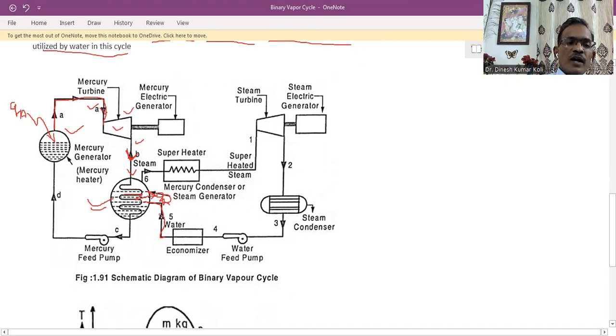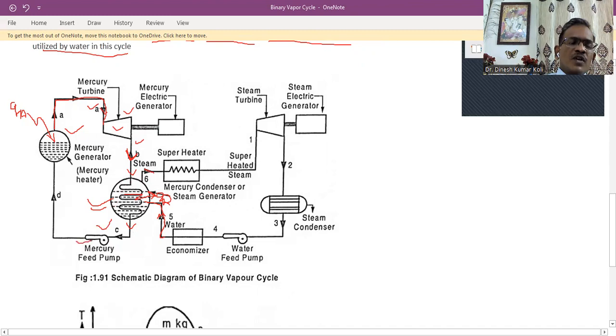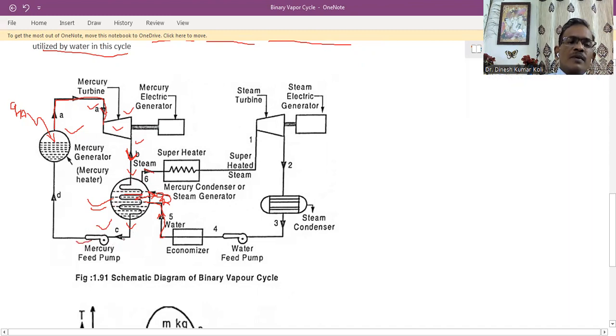So from 5 to 6, it is the part of the steam cycle. In one part we will see the mercury steam, after passing through this mercury condenser, will be condensed and it will become the liquid mercury. And with the help of the mercury feed pump, employed here, this pump will draw the liquid mercury from the mercury condenser at point C, and then it will increase its pressure at point D.